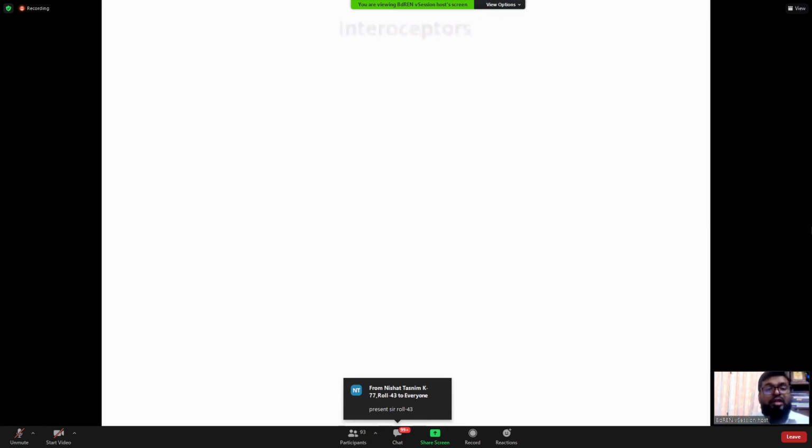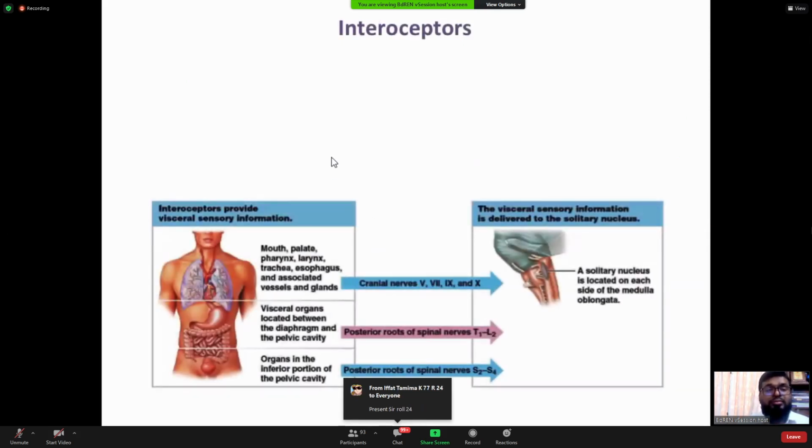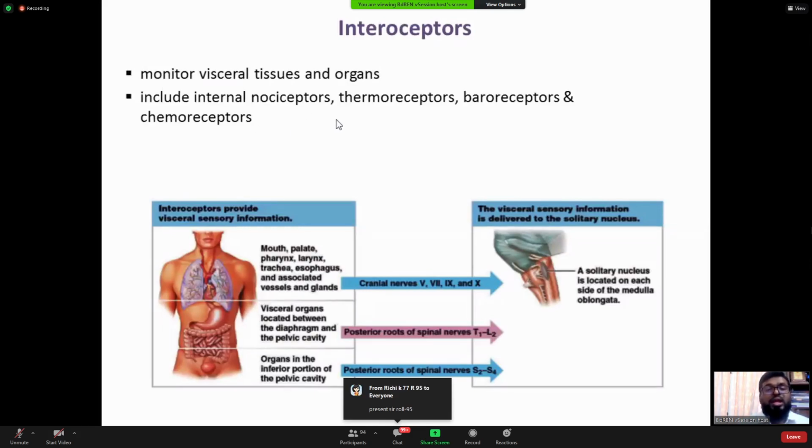Now let's go to the particular pertinent part here, the interoceptors. What are the interoceptors? They monitor visceral target tissue organs, like the nociceptors, thermoreceptors, baroreceptors, chemoreceptors. Right, these are called interoceptors or internal receptors. Nociceptors means pain, internal pain. Pain is called nociception. Nocia means pain. So internal nociceptors means pain sensation receptors within the body, that is the viscera, from the viscera.